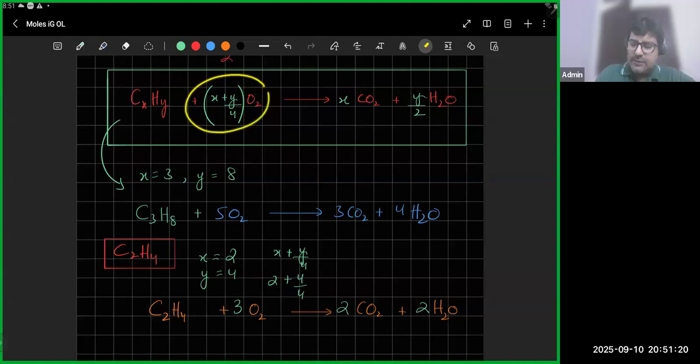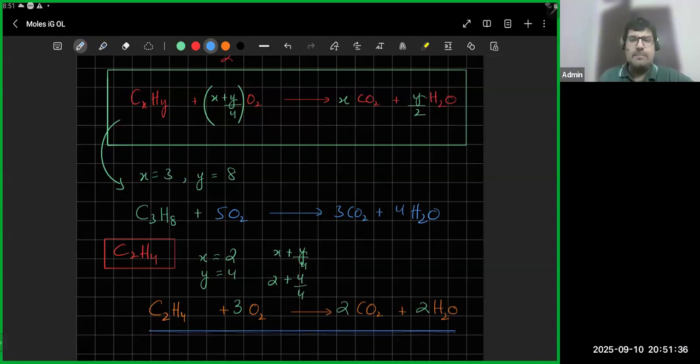For oxygen, you had x plus y by 4. If I did x plus y by 4, it's going to be 2 plus 4 divided by 4, which gives me 3. So I got a balanced equation without actually trying to balance it. I just used the above equation and was able to balance it.